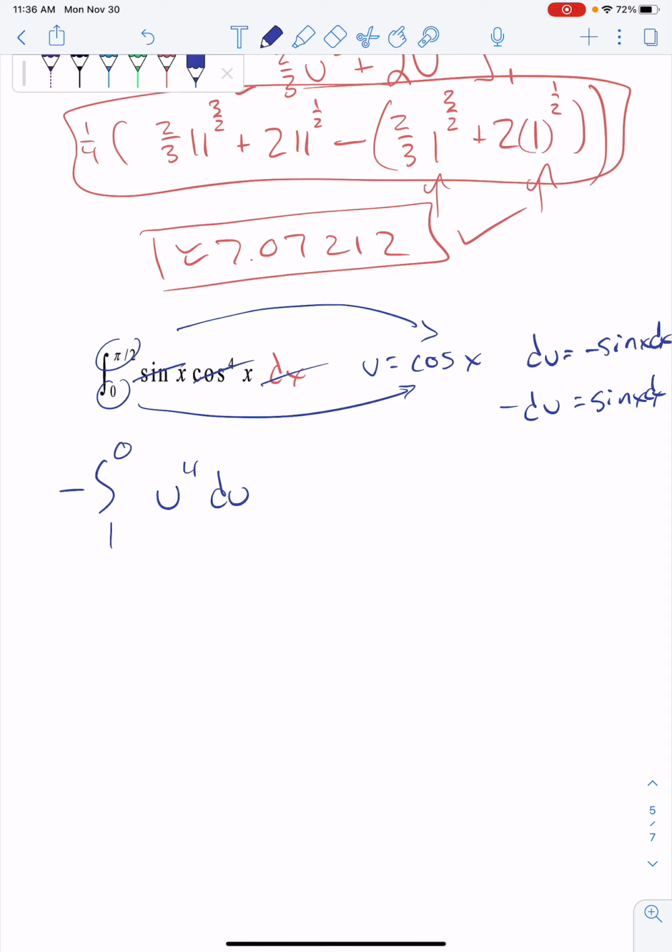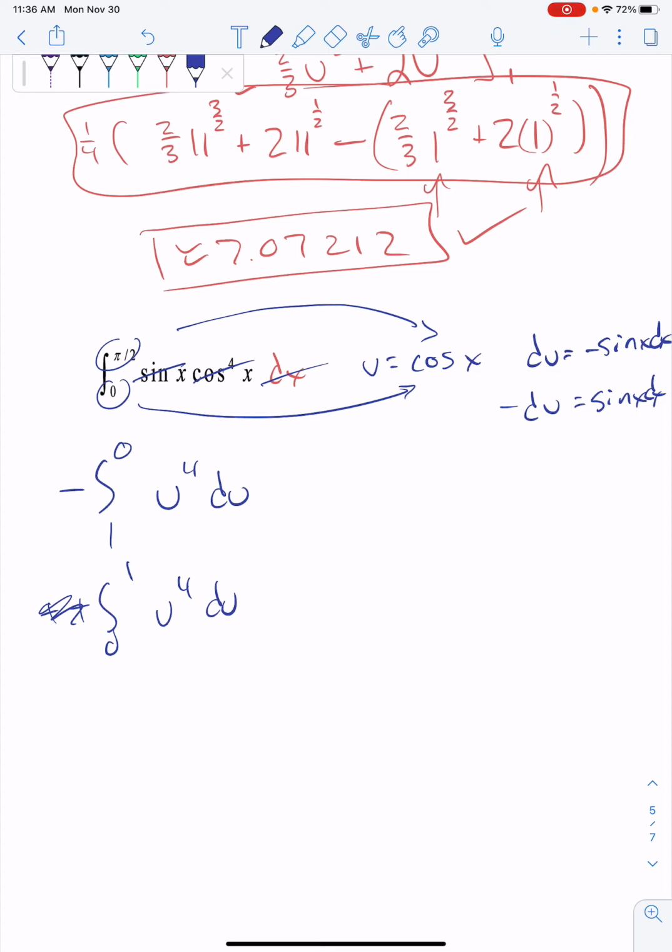But I have a little bit of an issue because my bigger number is supposed to be on top. So I've got to put the 0 here, the u to the 4th du. And this negative becomes a positive because I had to flip it over. So I've just got the integral from 0 to 1 of u to the 4th du.